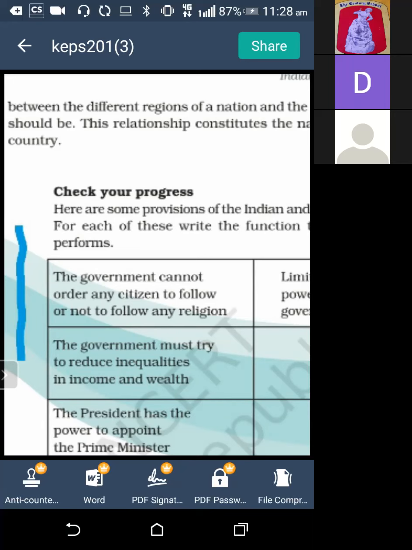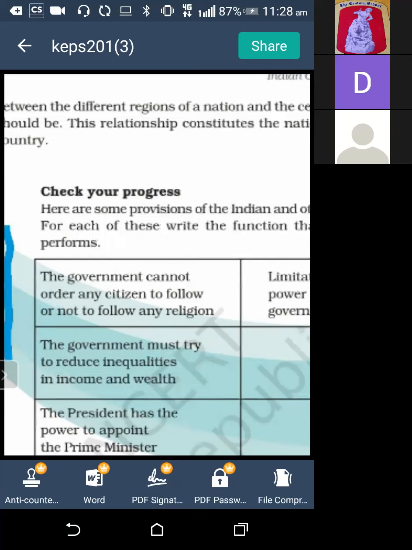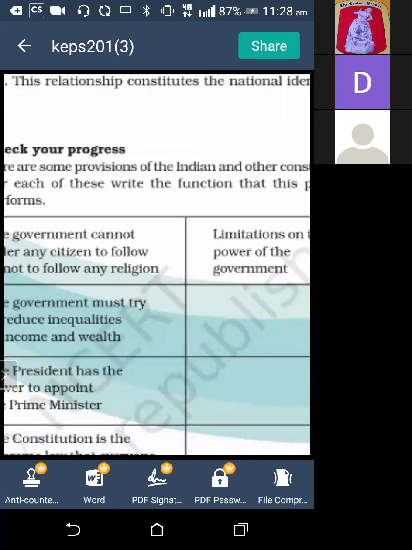So, here is the check your progress. Here are some provisions of Indian and other constitutions. For each of these, write the function that the provisions perform. You have to fill up. For example, first is filled up over by the book itself. The government cannot order any citizen to follow or not to follow any religion. Limitation on the power of the government.